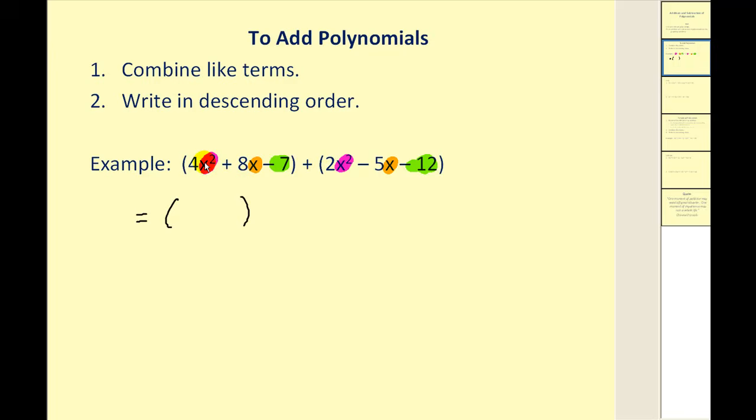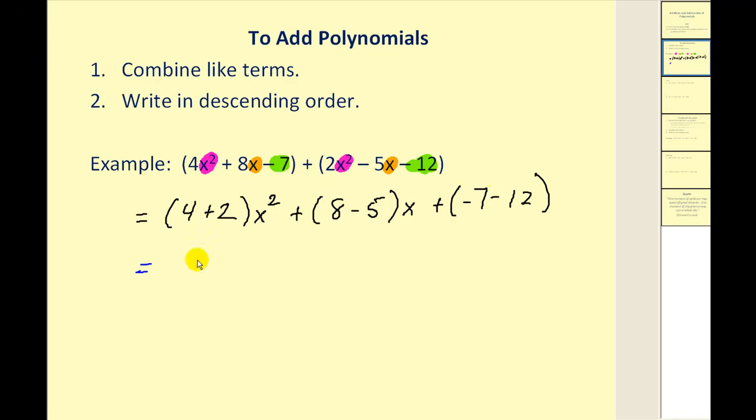Since both of these contain x squared, we could factor that out and we're left with 4 plus 2. To combine the x terms, we would factor the common x out and be left with 8 minus 5. And then lastly, for the constants, we'd have negative 7 minus 12. So this simplifies to 6x squared plus 3x plus a negative 19, or just minus 19.